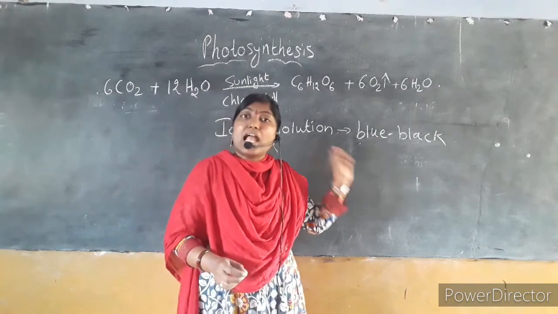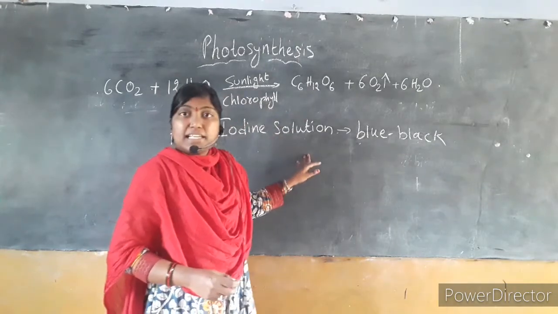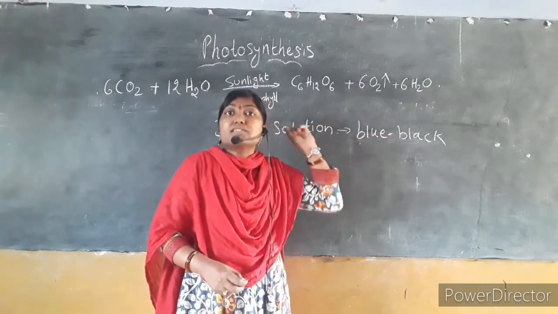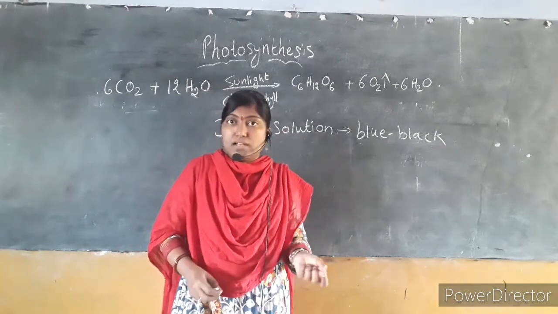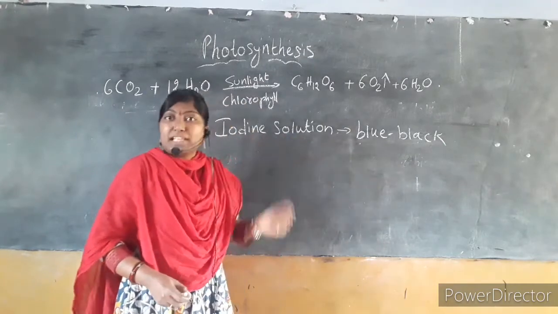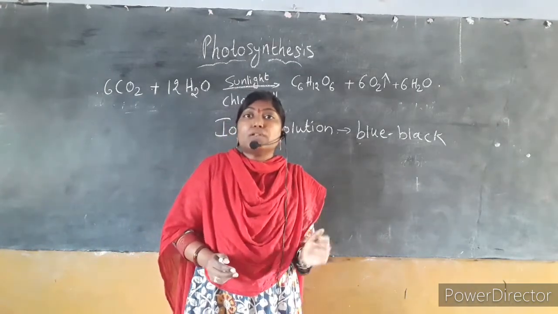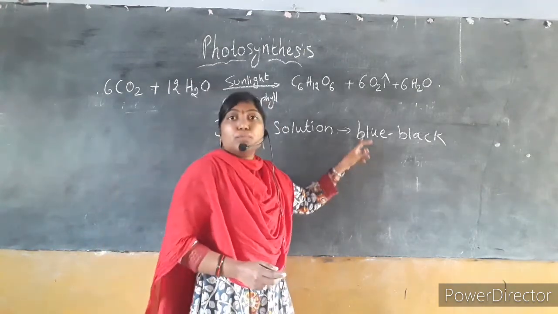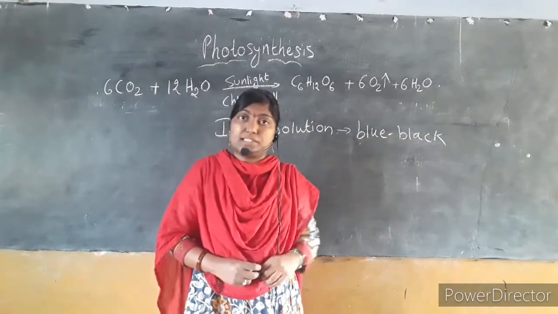So after adding the iodine solution, if the leaves contain starch, then they change into bluish black in color. It indicates the leaf contains starch. This is how we test the presence of starch using the iodine solution. Always remember, to test the presence of starch in leaves, we use the iodine solution, and after adding it, it changes into bluish black in color. This is what we discussed in the previous class, isn't it?